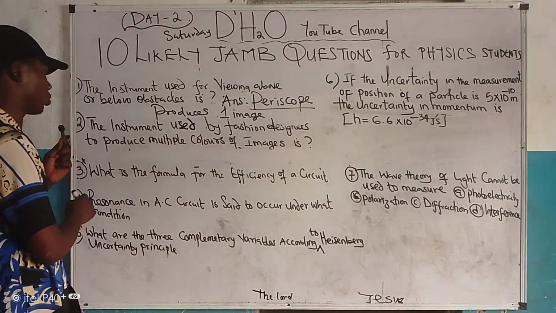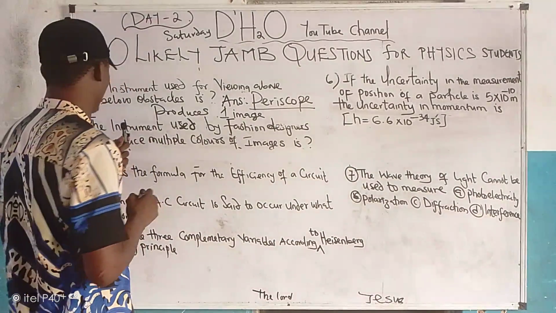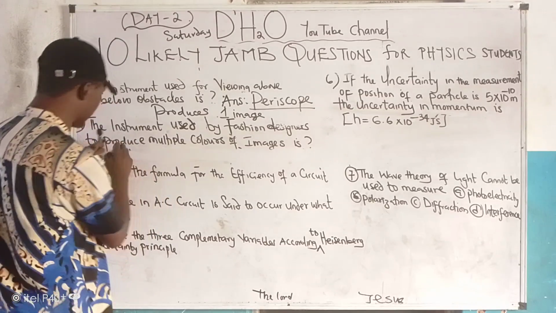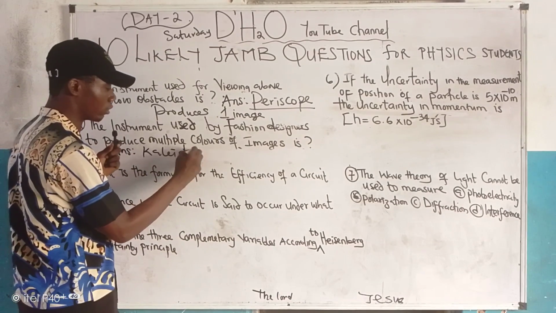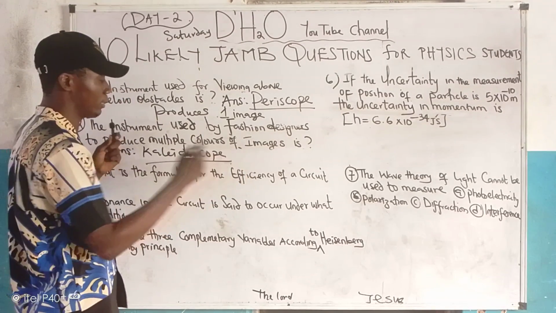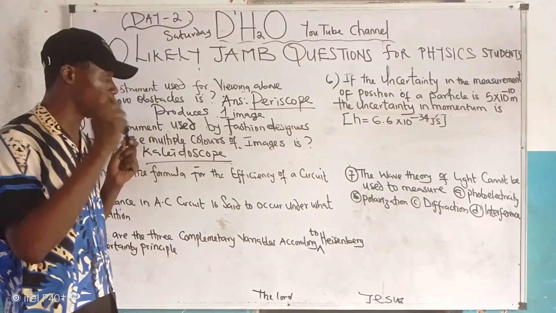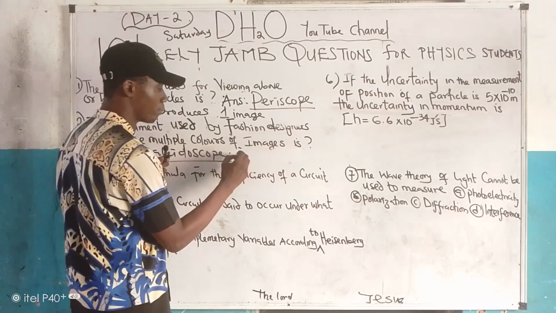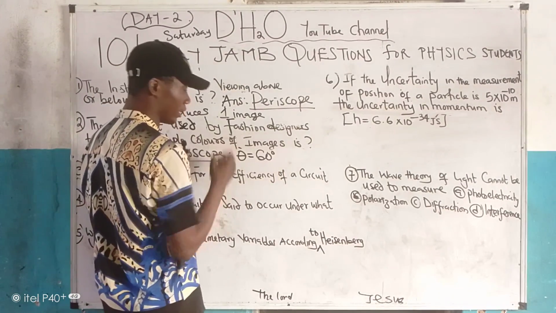Okay? Question number 2. The instrument used by fashion designers to produce multiple colors of image is what? The answer to this question is kaleidoscope. Take note of that. Kaleidoscope is a device used by fashion designers to produce multiple colors of image. Now take your book and your pen and jot this down. The angle in a kaleidoscope is 60 degrees.